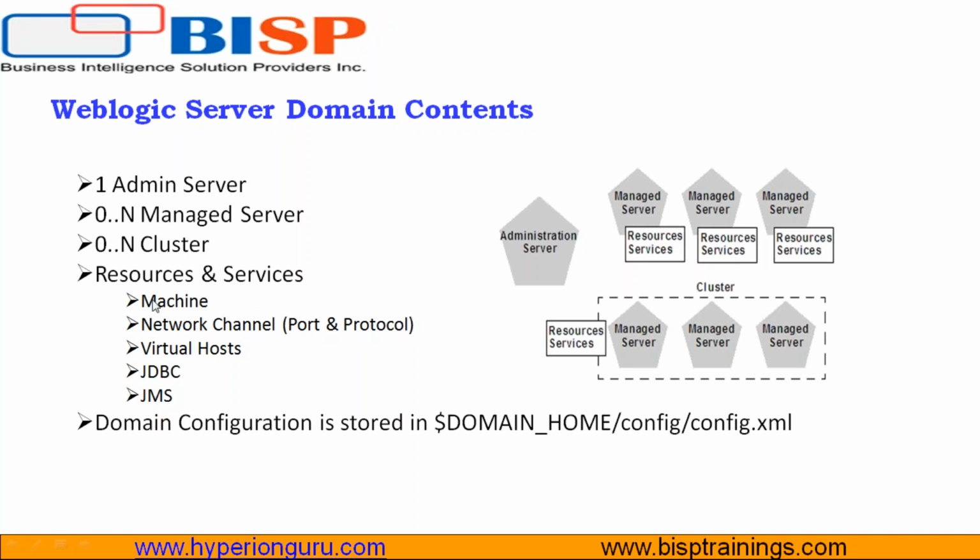So you have admin server, managed server, cluster, and resources and services, which consist of your machine, network channel, and so on. Machine here is nothing but your node manager. And then virtual host, JDBC, JMS. So these are all resources and services. There are various others, but this is just a typical example.